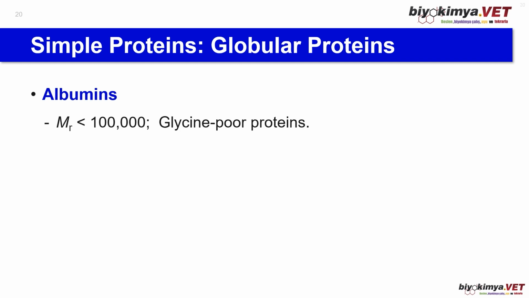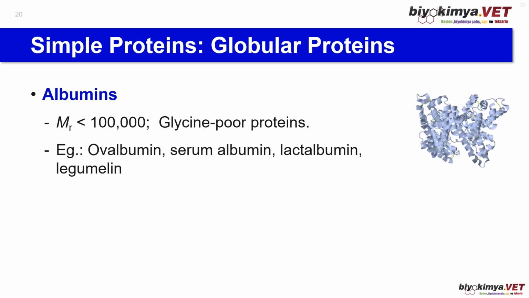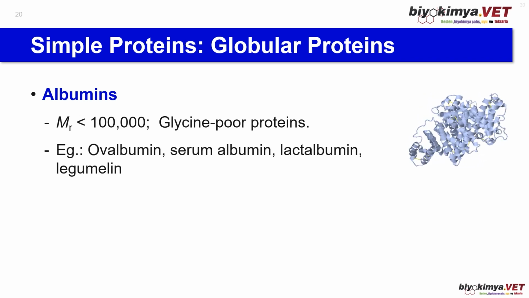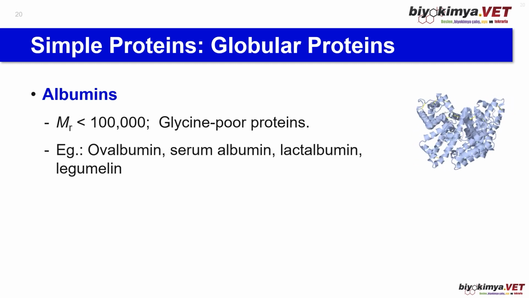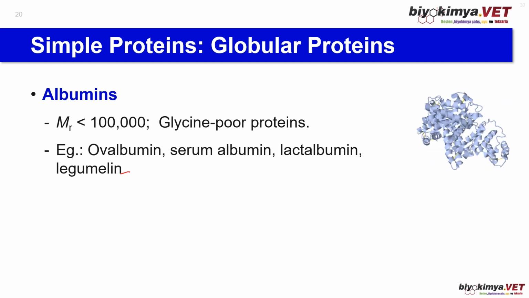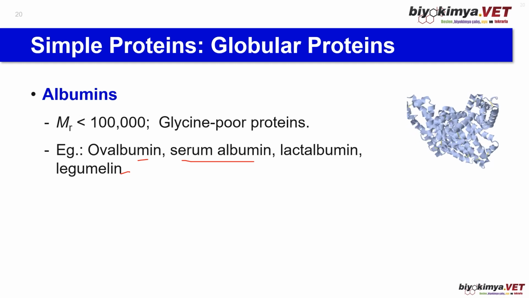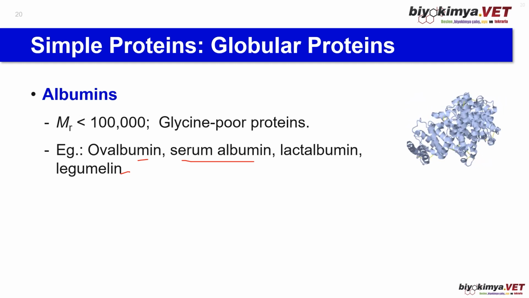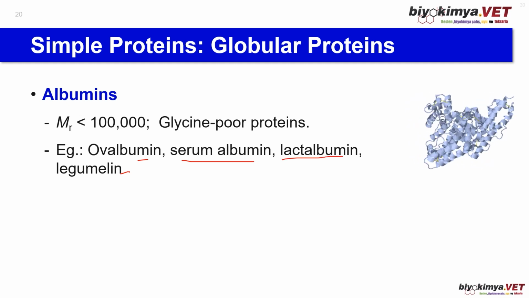Albumins are globular proteins having molecular weight below 100,000 Dalton, and in general, they are lysine-poor proteins. Here are some examples of albumin: serum albumin, lactalbumin, and legumin. Plant source, egg, serum albumin in the blood serum, and lactalbumin in milk.